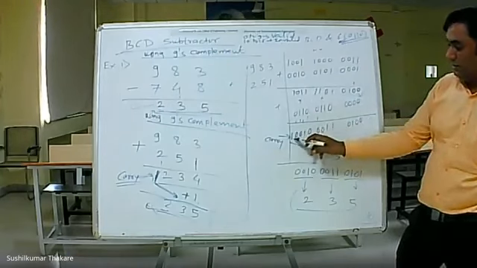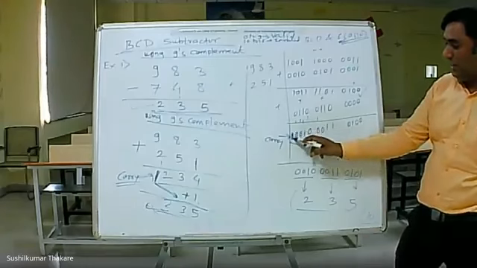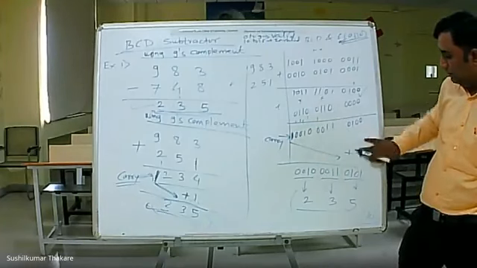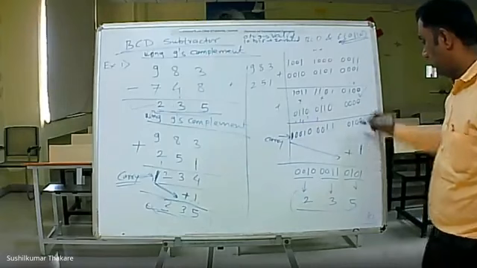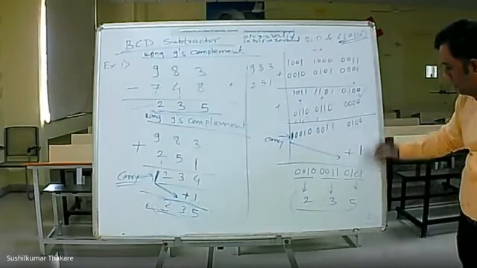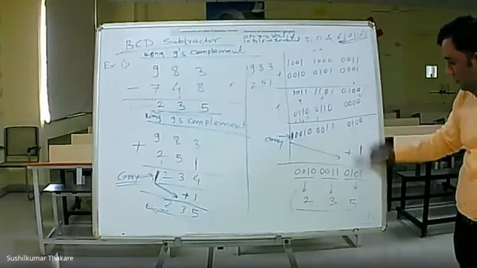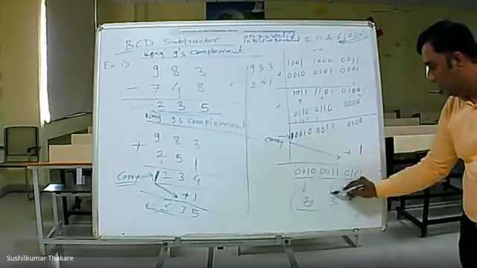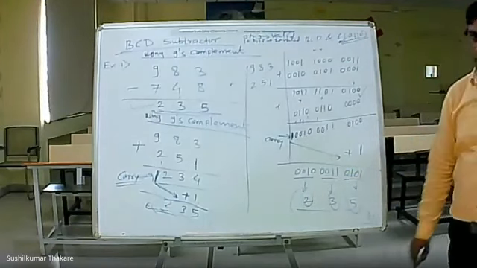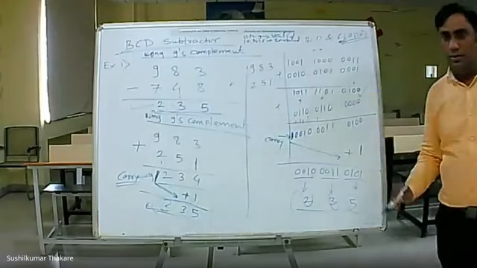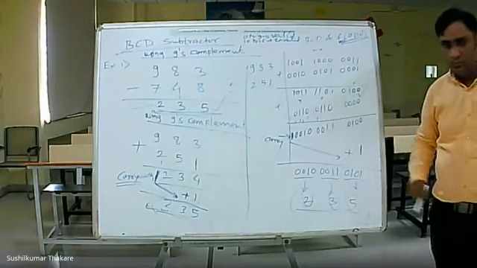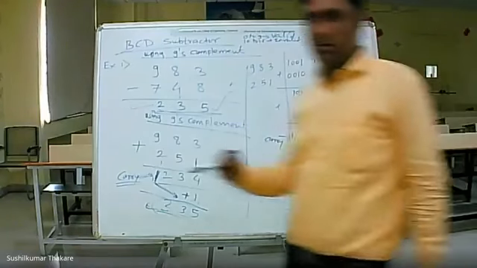After the addition we get this number, but with a carry of 1, which will be transferred and added. So plus 1, then addition: 0 plus 1 is 1, giving 1, 1, 0, 0. Other things are the same. So what is the number? 2, 3, 5. This is the correct answer of this example, converted into BCD subtraction. Is it clear? Got it? Yes, sir, got it. Okay.